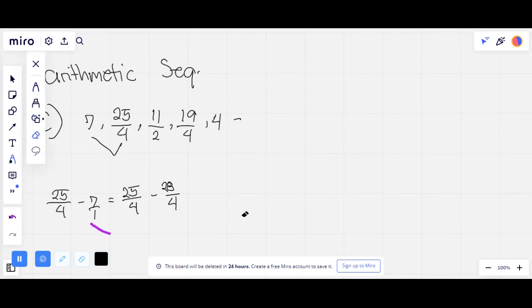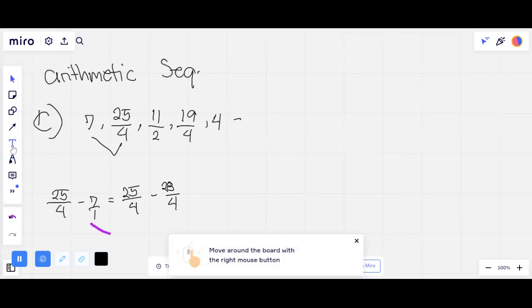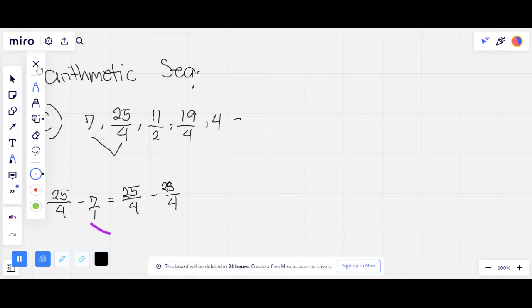Now we can subtract. Copy the denominator 4, then 25 minus 28 is 3. But not only 3, it is negative 3 over 4. This is negative 3 over 4.